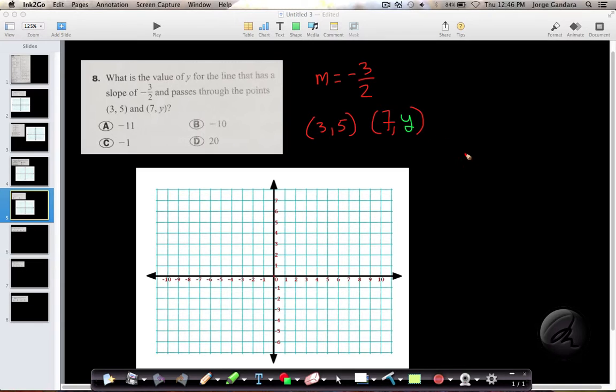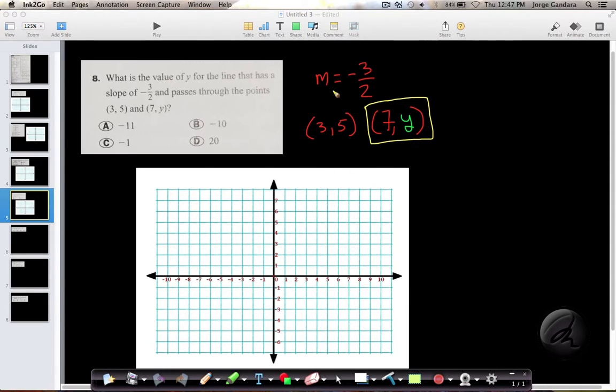Okay, so I'm looking for the value of y. All right, well, I have some mysterious point, which is this one right here. All I know is that the x value is 7, but I don't know where the y is, and that's not enough information to figure out what that point is.